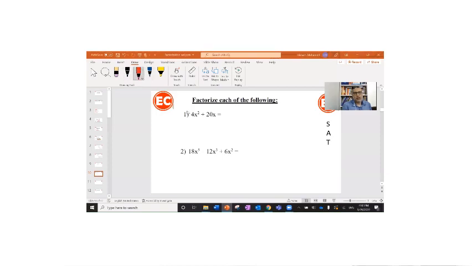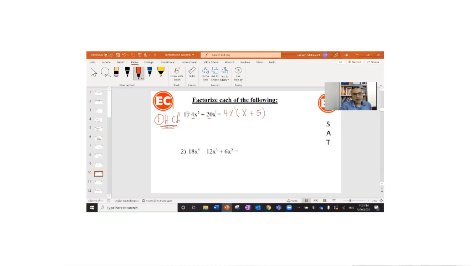Factorize each of the following. The first example here is 4x squared plus 20x. And the first step you need to do for factorization is the highest common factor. 4 and 20, both of them divisible by 4. X power 2 and x power 1, the smallest is x power 1. So it's 4x. Divide, give you x plus 5.